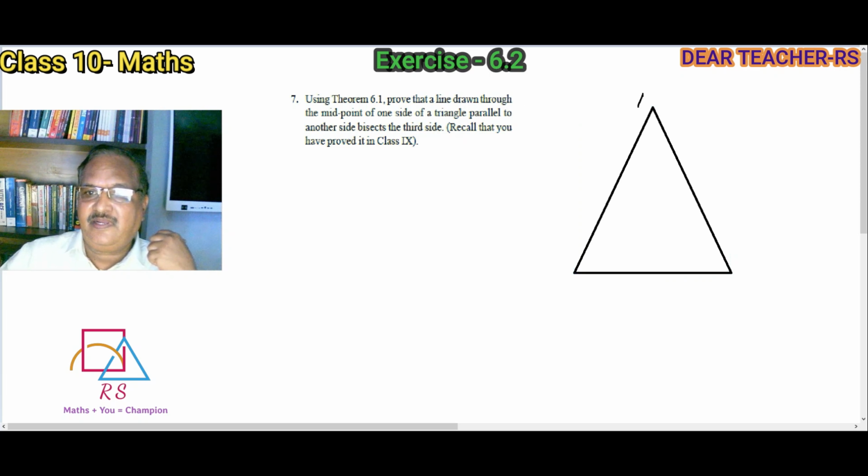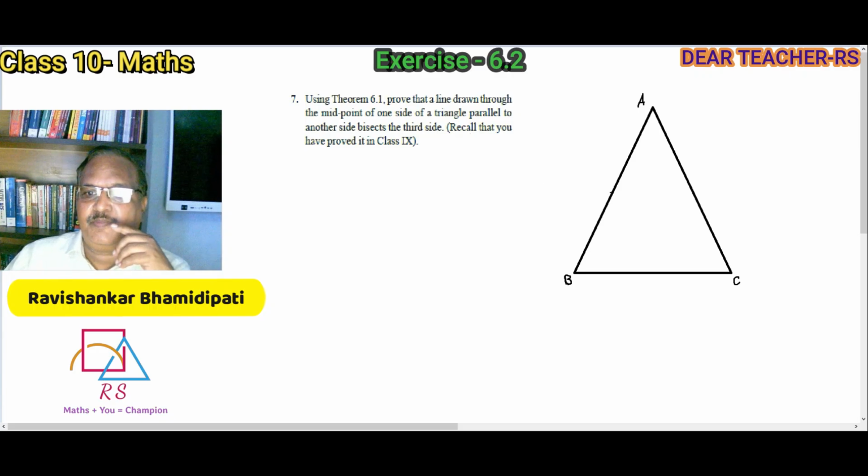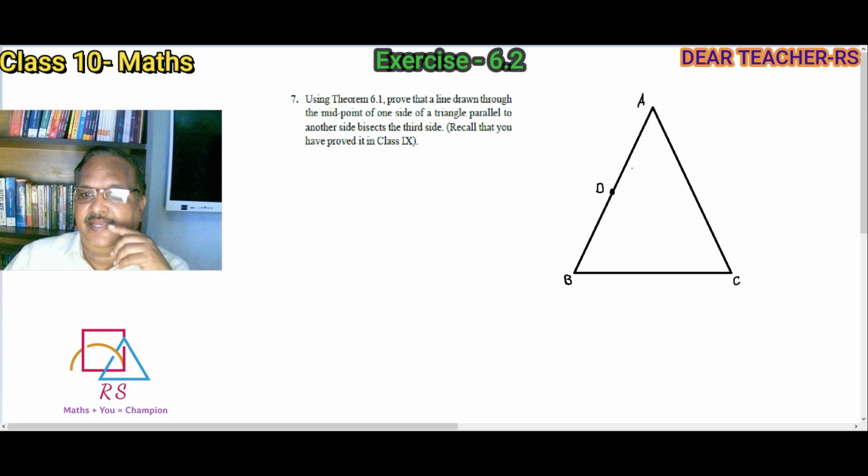Let me name it A, B, C, and prove the line drawn through the midpoint of one side. Let us take a midpoint of AB, D. That means AD is equal to BD, midpoint. So through the midpoint of one side drawn parallel to another side, parallel to BC. It is meeting AC at E, and this is parallel. And it bisects the third side.